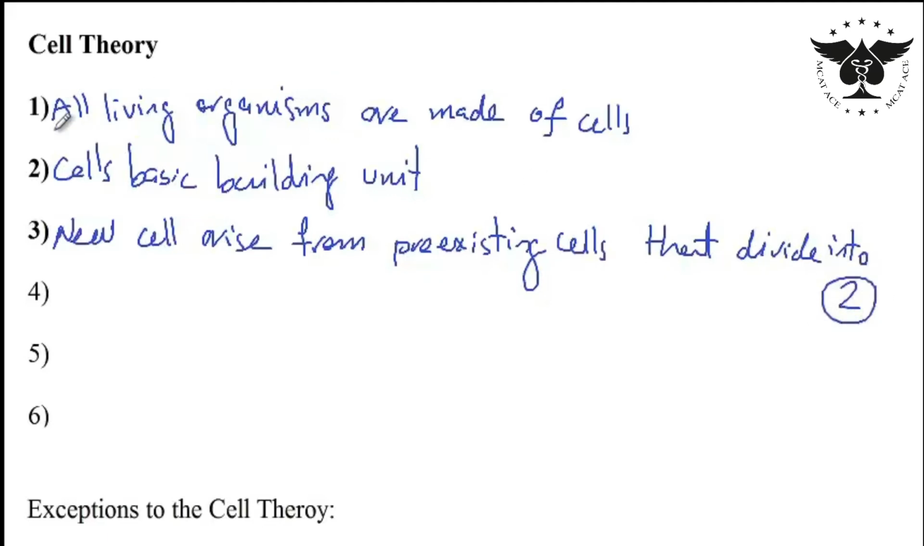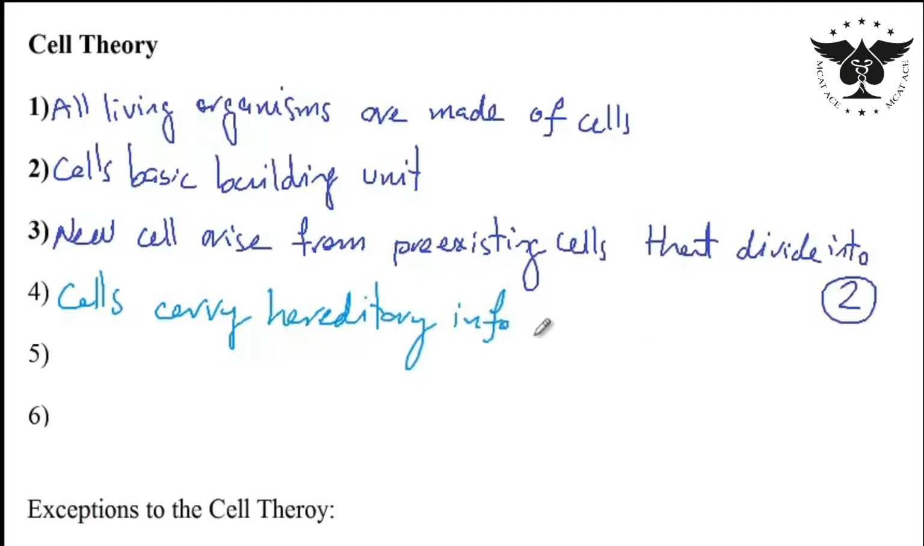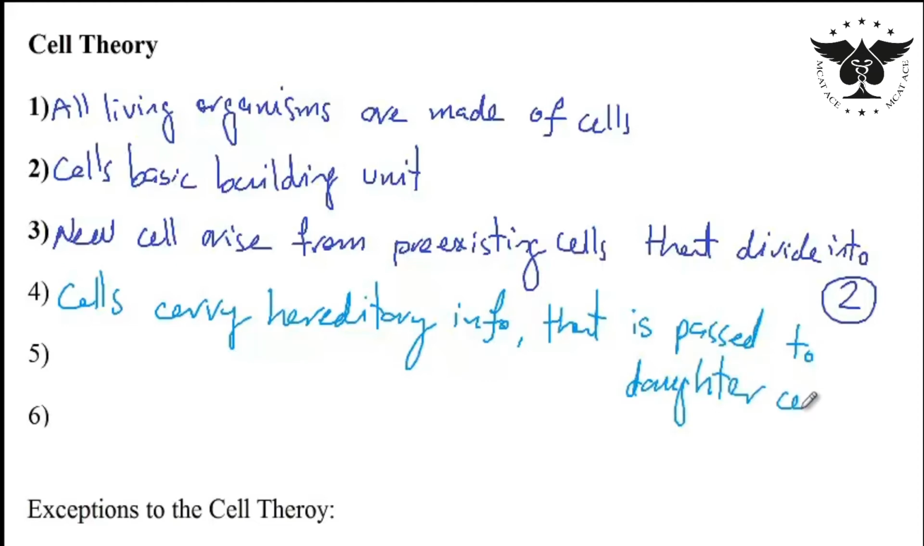Okay, now these first 3 points are referred to as classic cell theory, but then over time, with advances in genetics and molecular biology techniques, new tenets have been added to the cell theory. The modern cell theory has added these new points, which include that cells carry hereditary information, like for instance DNA, that is passed from parents to daughter cells during every division.